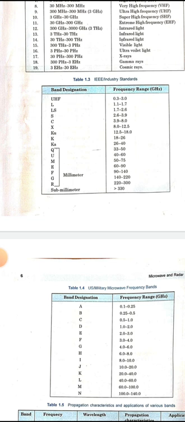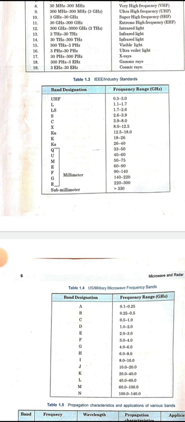Now the next bands from Q to R are millimeter bands. The Q band has frequency 33 to 50 gigahertz. U band has frequency 40 to 60 gigahertz. M band has 50 to 75 gigahertz. E band has 60 to 90 gigahertz. F band has 90 to 140 gigahertz. G band has 140 to 220 gigahertz. And R band has 220 to 300 gigahertz. Whatever the frequencies above 330 gigahertz, these are always used as the submillimeter band.